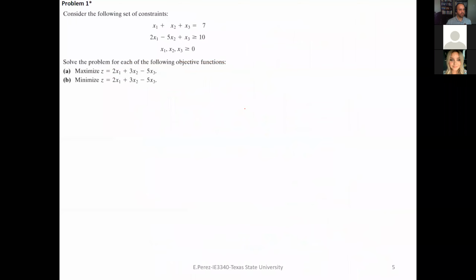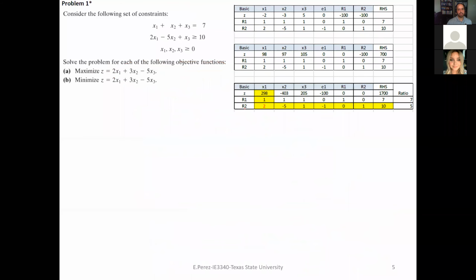And then for the second part of this problem, instead of having a maximization, we have a minimization objective function. So you proceed in the same way. The only difference is how you set up the coefficients. How do you proceed in terms of deciding who's entering and who's leaving?